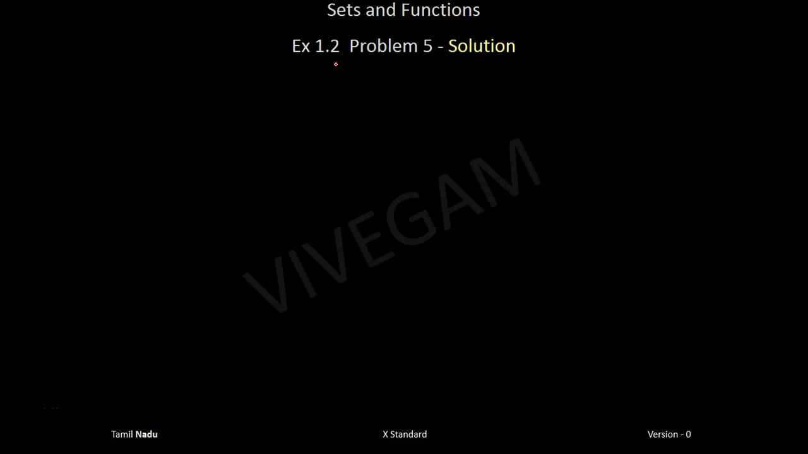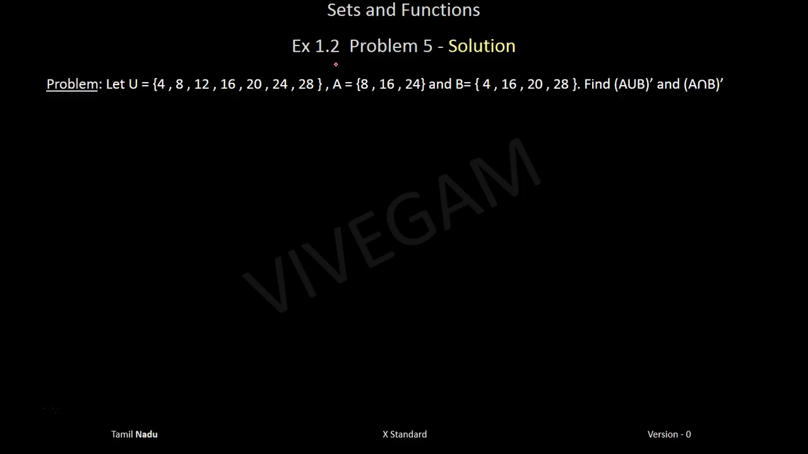Exercise 1.2 problem 5 solution. Let the universal set U be {4, 8, 12, 16, 20, 24, 28}, set A equal to {8, 16, 24} and set B equal to {4, 16, 20, 28}. Find (A union B) complement and (A intersection B) complement. We'll do it by both the normal method as well as by Venn diagram.